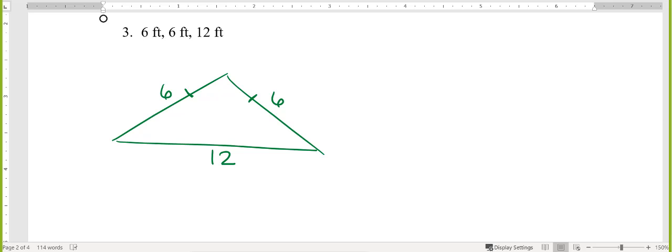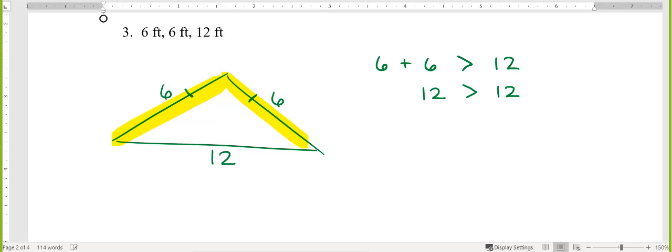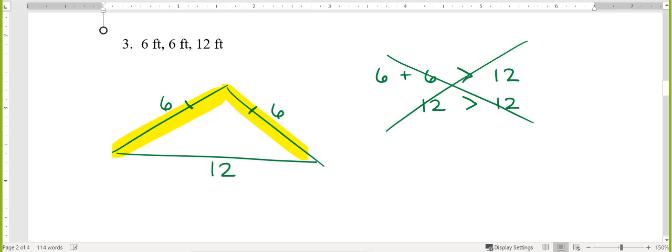I'm going to start with the two smallest sides and check that inequality. Is 6 plus 6 bigger than 12? 6 plus 6 is 12. Our inequality that we're checking: is 12 bigger than 12? And the answer is no. I see some head shaking. That is not a true statement. You cannot make a triangle like that.